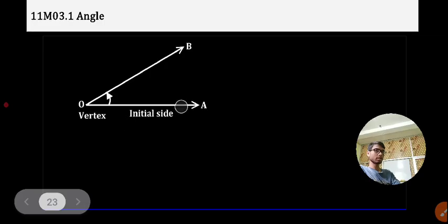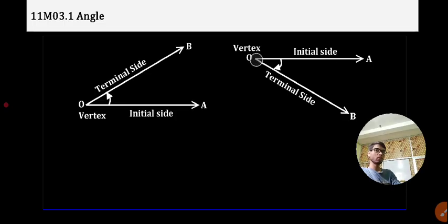This arrow is representing infinity. It will keep going on. It started from here. This is the vertex. It is not ending here, this is not infinity. It started from here and it is going. This side would be known as the terminal side. Next we have the vertex.